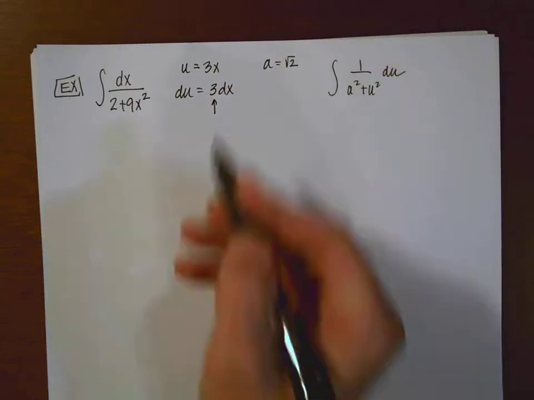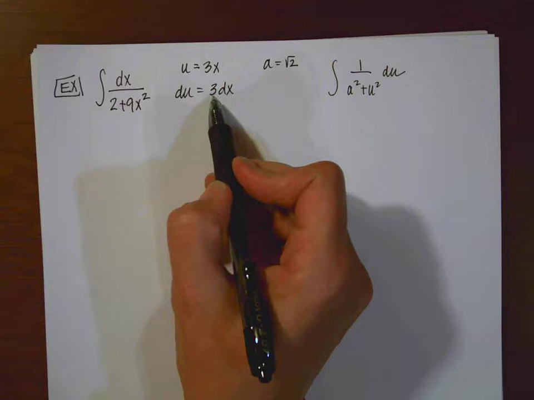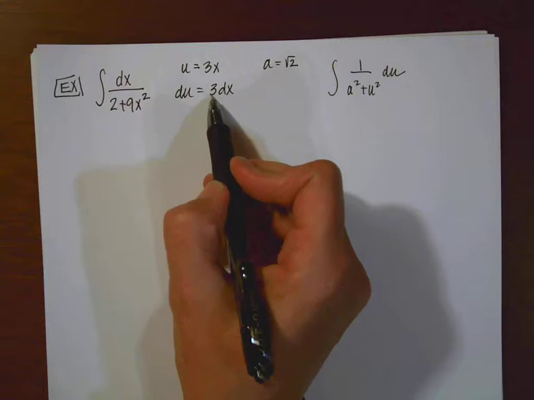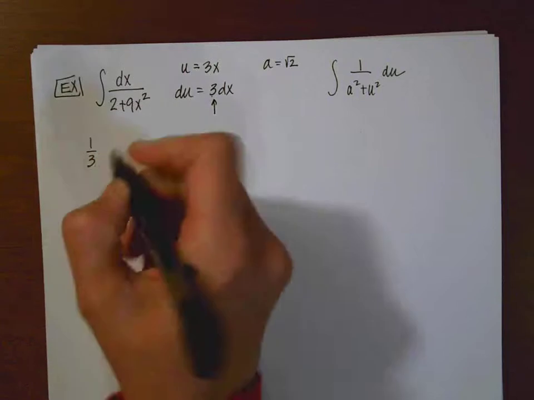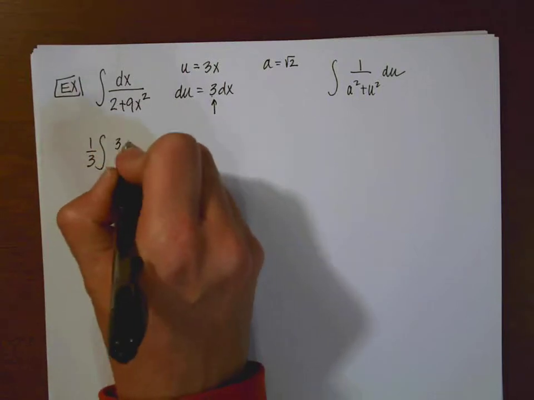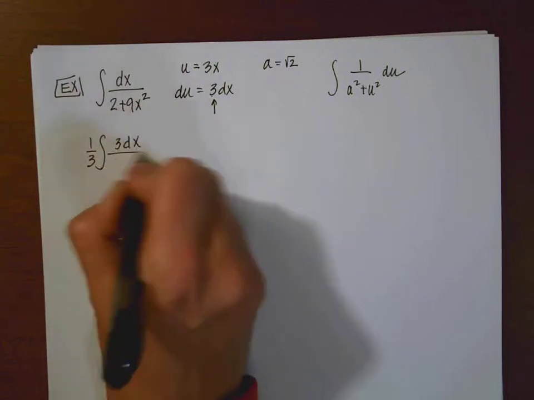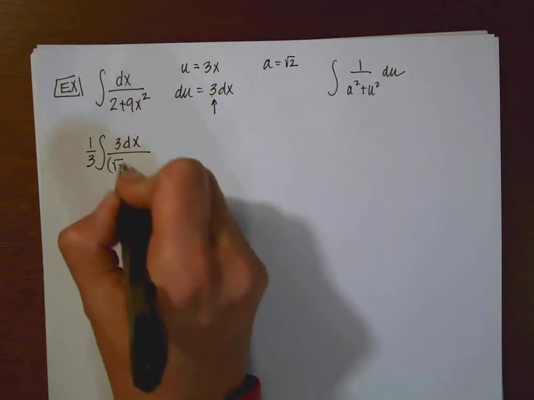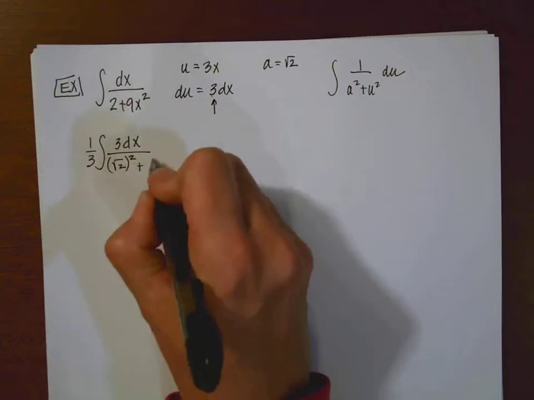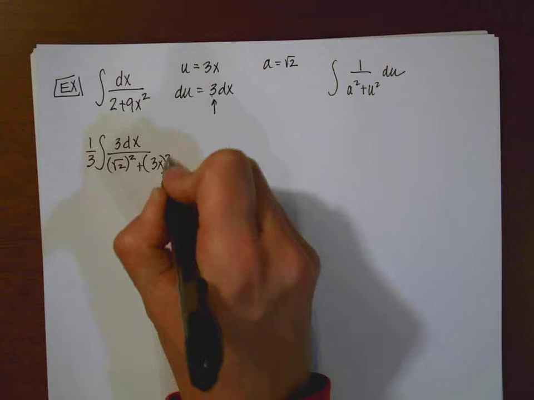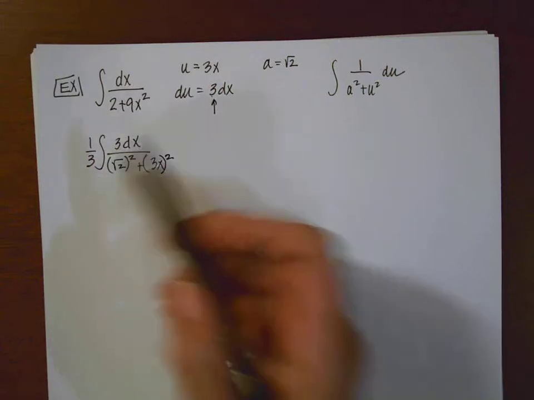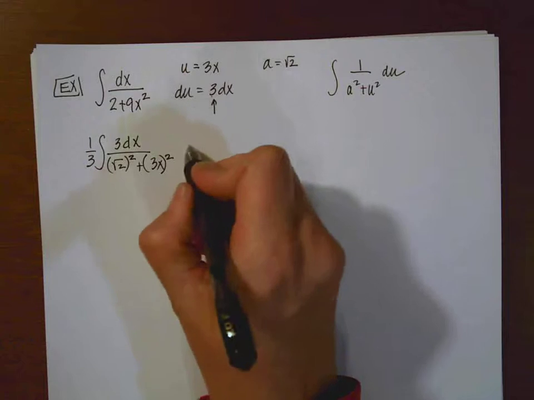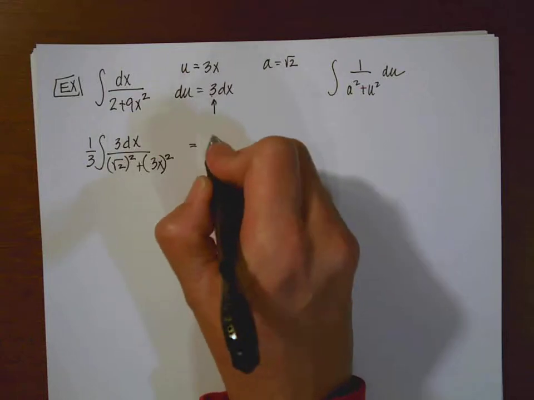So that's what we're trying to get to. I do have to worry about when I do my du, so I need to introduce the third. On the outside of my integral, I'm going to introduce the third, and then I'm going to write this as 3 dx over the square root of 2 squared plus 3x squared. Okay? Well, now I have my 3's managed.